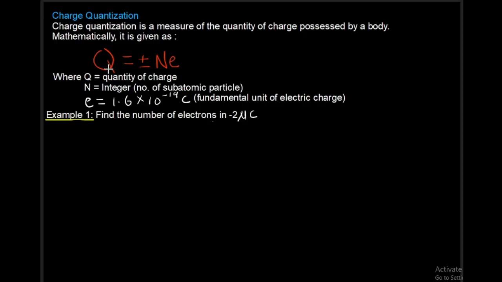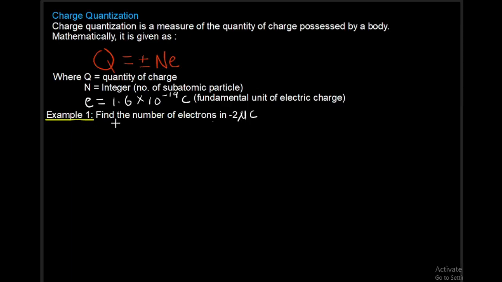Now, we have Q equals plus or minus NE. We use plus when we are solving for proton, that is, the quantity of charge we're looking for is a proton. And then we use minus when we are solving for electron.